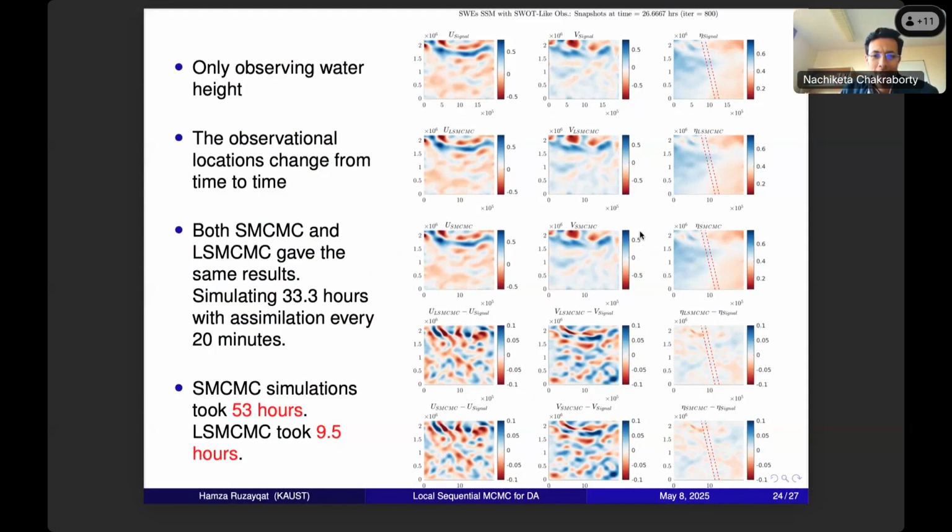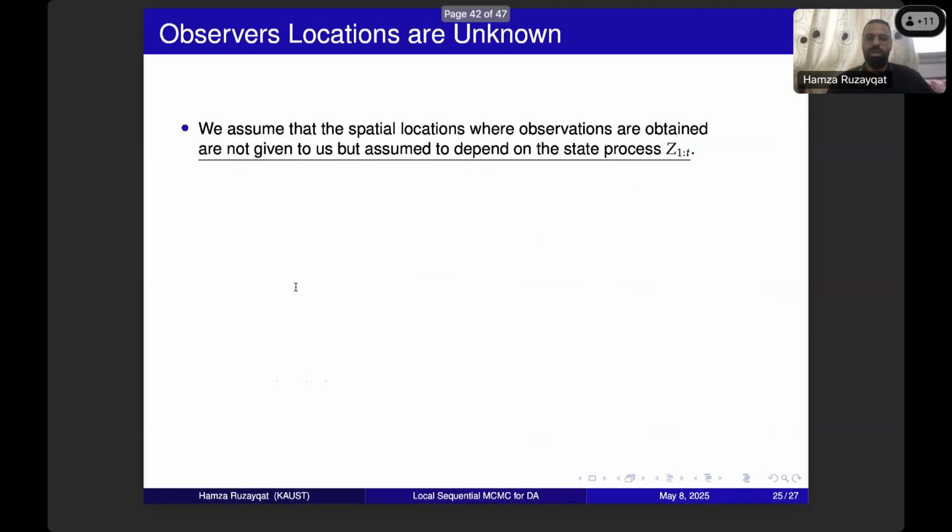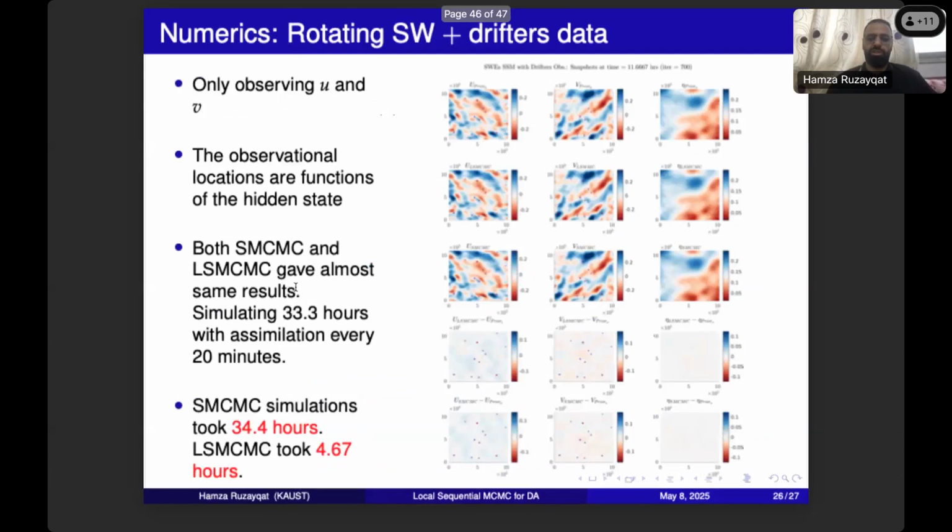Okay. So this is for the shallow water model with synthetic data also periodically moving from left to right. We see a big advantage compared to SMCMC. Also, when we have drifters, this is real data in some region of the Atlantic Ocean, we also see a big difference in the time between LSMCMC and SMCMC to get the same results.